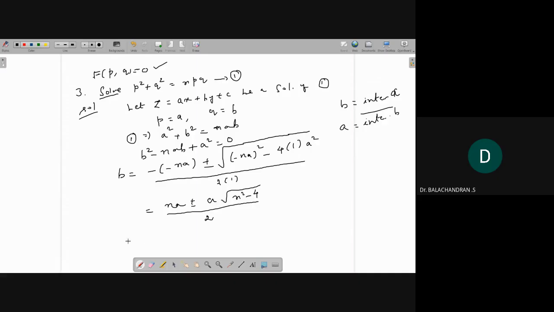So b equal to, taking a commonly, a by 2 into n plus or minus root of n square minus 4. Now you substitute the value of b in equation 1. So z equal to ax plus b y, where b you should replace by this function of a, plus c. So that is the complete solution of equation 1.